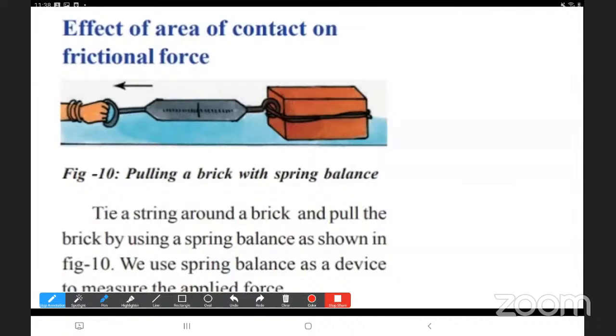You can observe here, this is one brick. Tie a string around the brick and pull it using a spring balance. Here we use the spring balance as a device to measure the applied force. How much force we are applying, we observe on this spring balance.